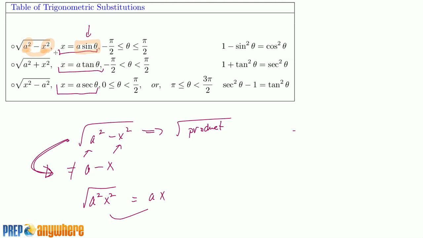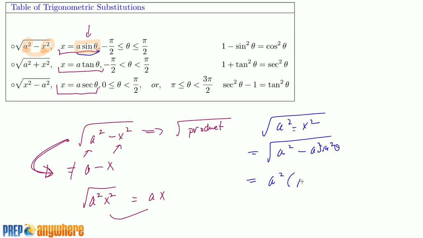So let's think about why x equals a sine of theta is a good choice. We have a squared minus x squared. If you replace x with a sine of theta, then x squared becomes a squared sine squared theta, because that's what you get when you square x. You factor out a squared and you get this. This is the correct choice because this will turn into a single term squared.